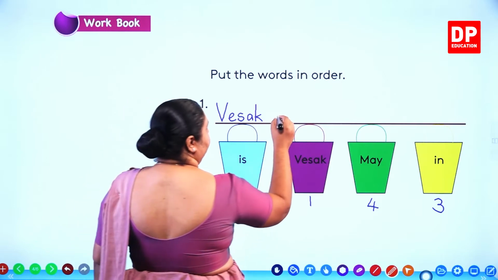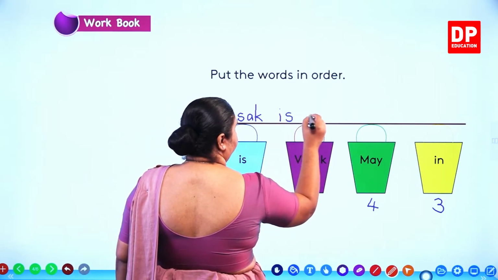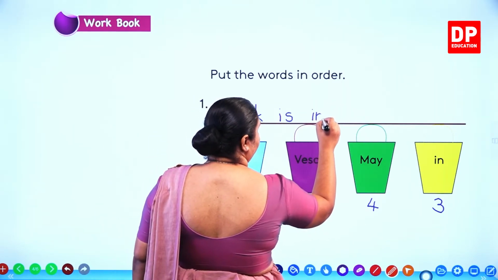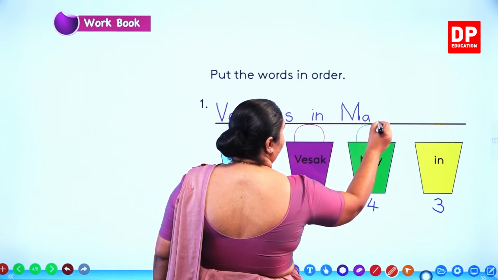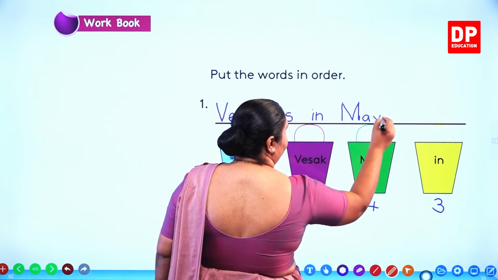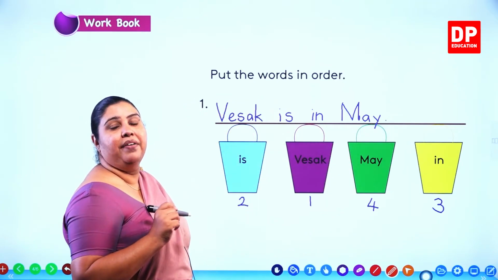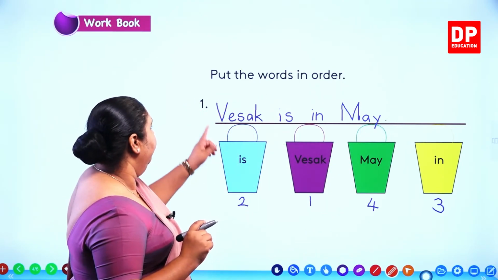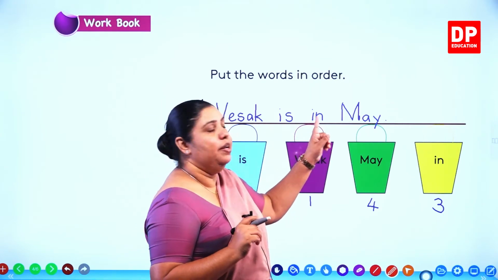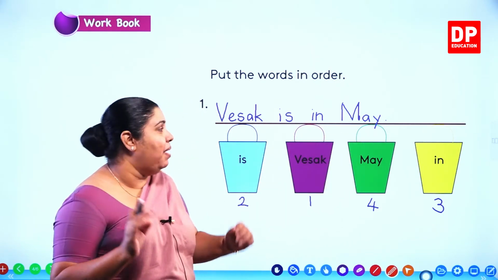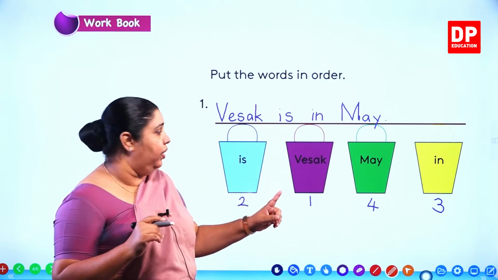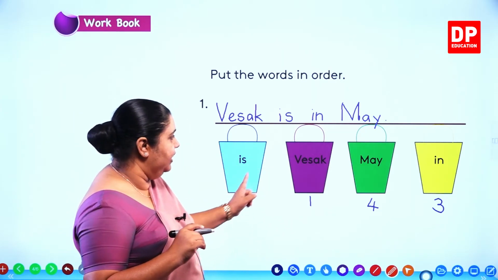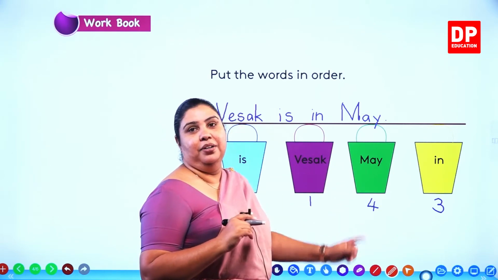Second one is in May. Now when we write the month May, you have to write with a capital letter. And at the end of the sentence, you have to put a full stop. Vesak is in May. That is our first sentence. Now did you put it in the correct order? Vesak is in May. Okay, right.